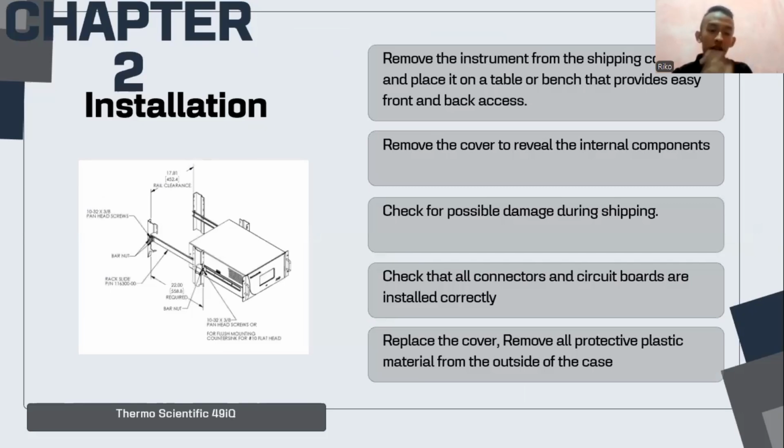And the chapter about the installation. We can do installation of the instrument by removing it from the shipping container and placing it on a table or bench that provides easy front and back access. Then remove the cover to reveal the internal components. Check for possible damage during shipping. Check that all connectors and circuit boards are installed correctly. Replace the cover. Remove all protective plastic from the outside of the case.